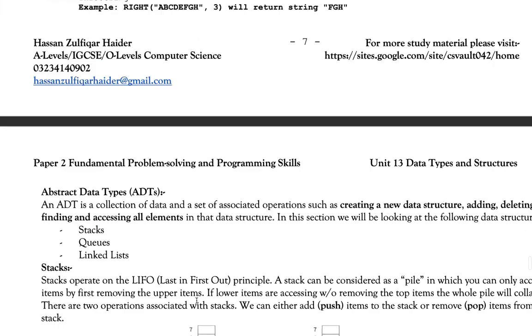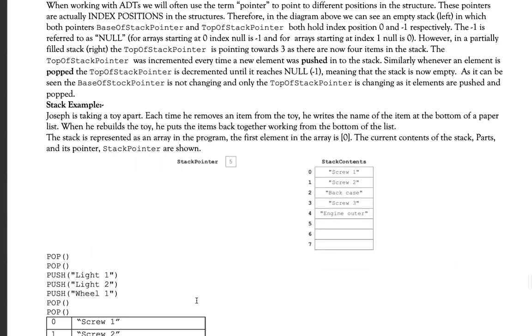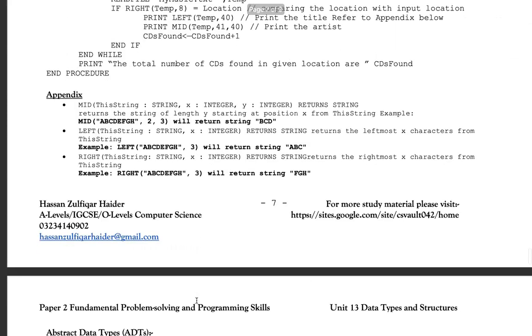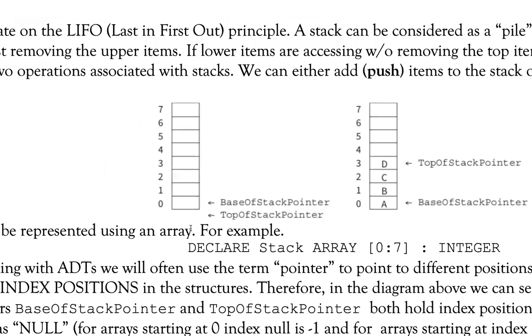Okay, now we'll be discussing abstract data types. First of all, we'll be looking at what stacks are. A stack is basically a pile. If you add data to a stack, the stack simply keeps on growing upwards. So any element that is added to the stack is only added to the top. If you want to remove some elements from the stack, they're only removed from the top.